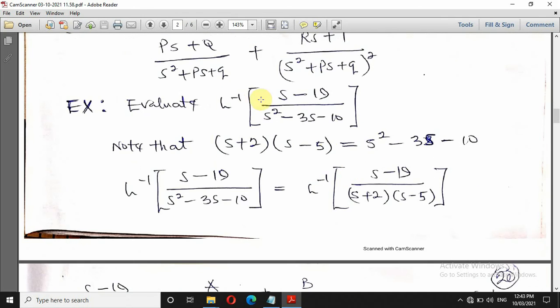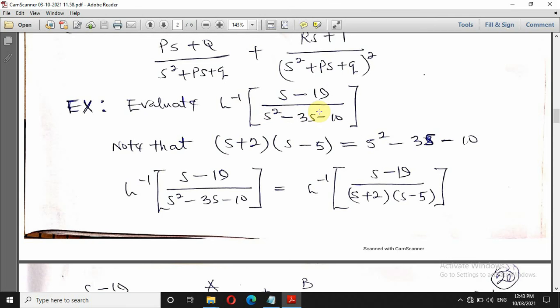Let's consider example 1. We want to find the inverse of this. Look at the denominator, it's very simple. x² times 10 will give you 10x². For the factors of 10x², you can use 2 and 5, because 2 times 5 will give you 10. If you put x beside the 2, then you need minus 3, so you are dealing with 2x minus 5x. 2x minus 5x will give us minus 3x. It's as simple as that.